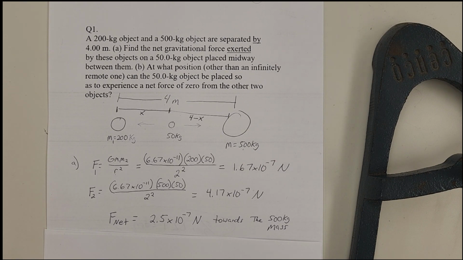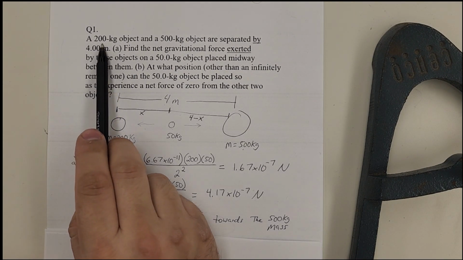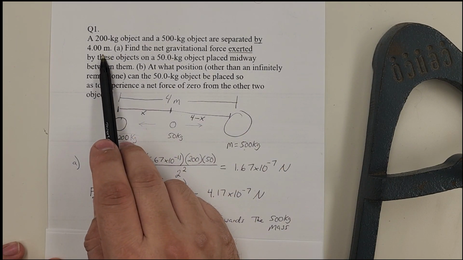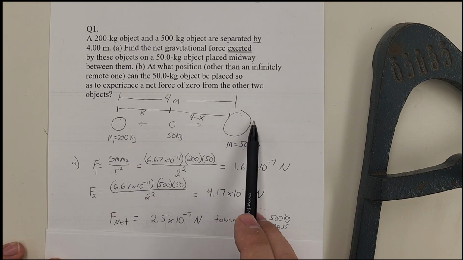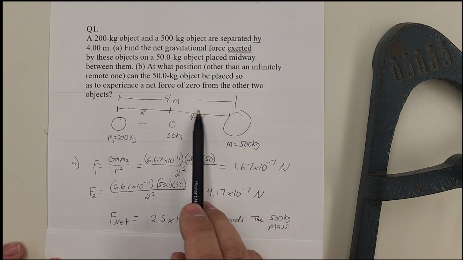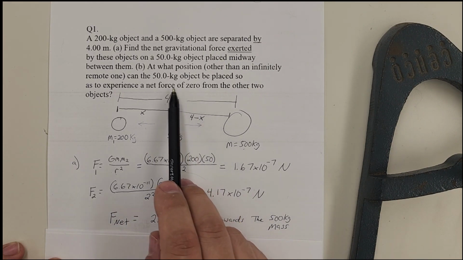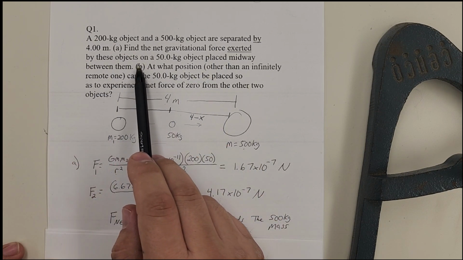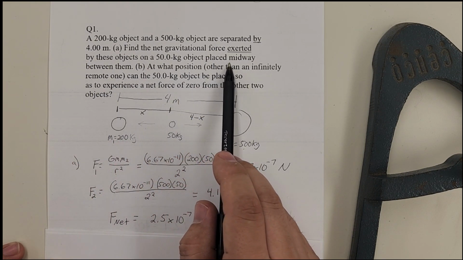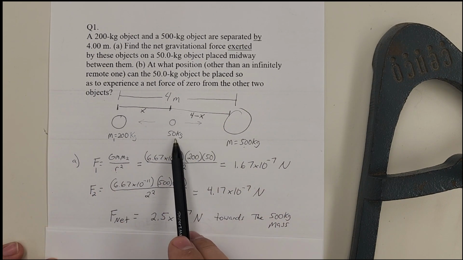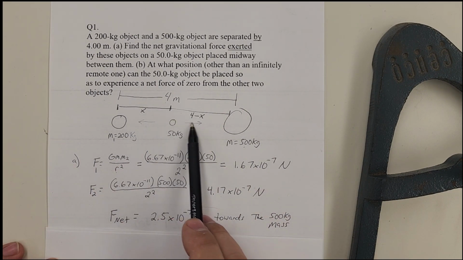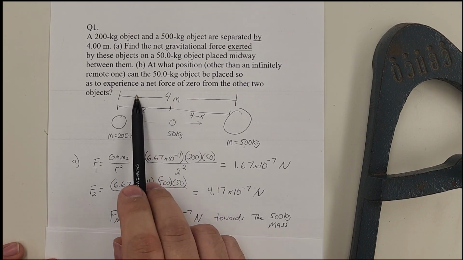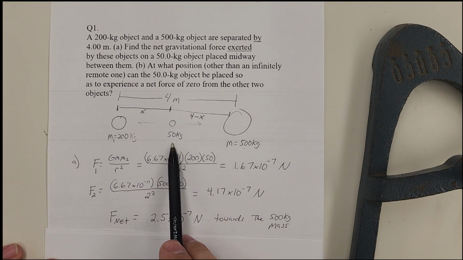Here, we're going to start off with a 200 kilogram object and a 500 kilogram object. They're separated by a distance of 4 meters. So I drew a 200 kilogram object, a 500 kilogram object, and I placed 4 meters between them. Question A says, find the net gravitational force exerted by these objects on a 50 kilogram object that is placed midway between them. For part A, I placed a 50 kilogram object halfway between the two masses, so that each of the radii would be 2 meters.